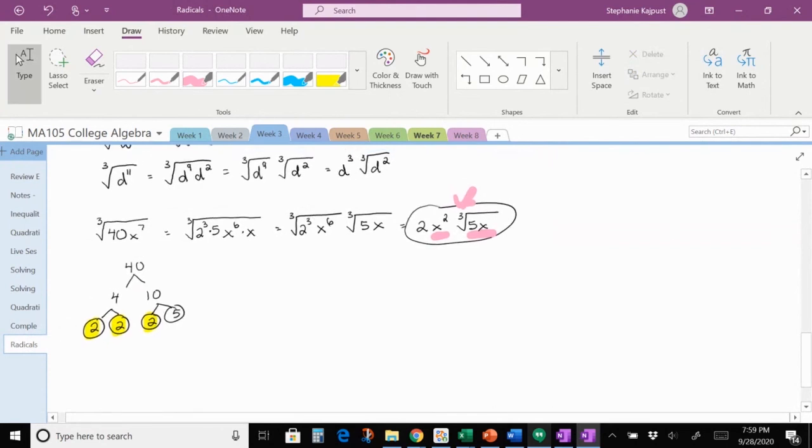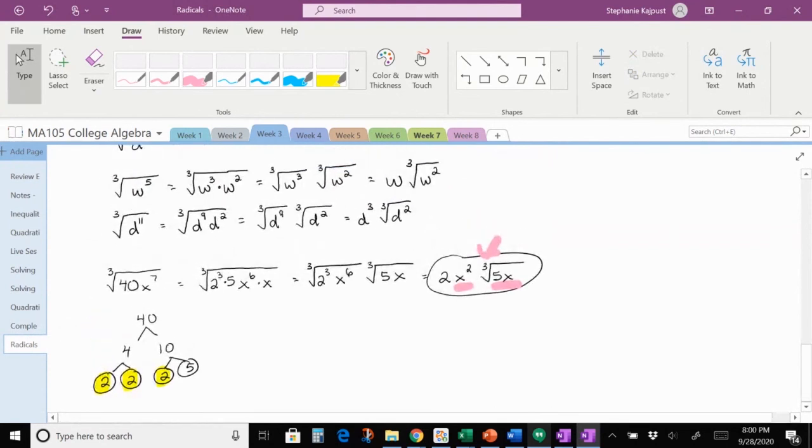Radicals themselves, I could spend a whole hour just going over radicals, but we don't have a whole entire hour. So hopefully this gives you some more clarification on radicals.